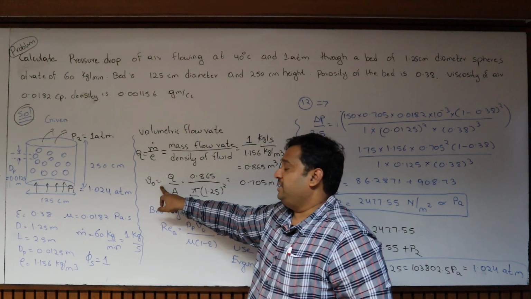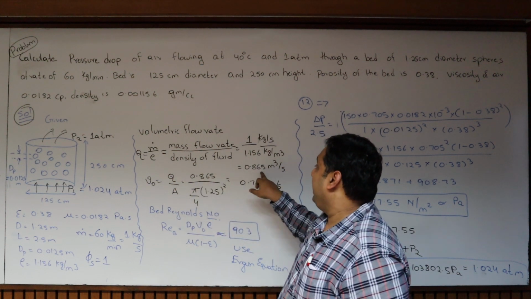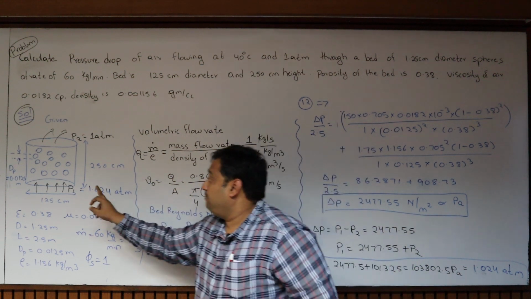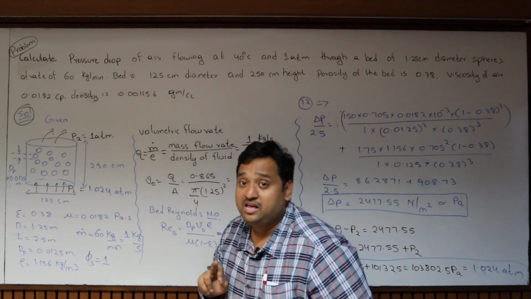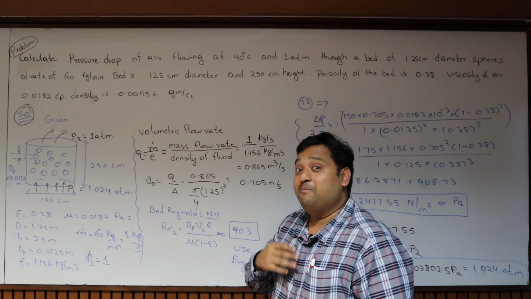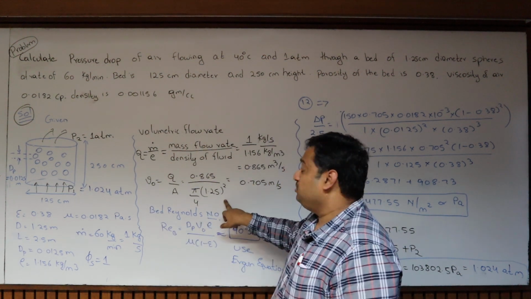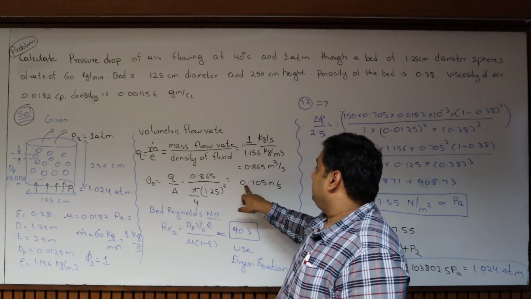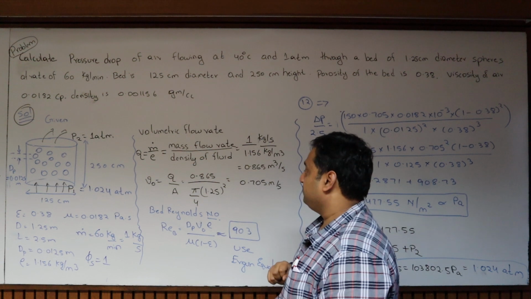So velocity is nothing but flow rate divided by area. The flow rate I have calculated is 0.865, and the area is the entire area available for the flow. Then only can I get the empty tower velocity. I have to take all the area available for the flow. If I do that, I get the empty tower velocity as 0.705 meters per second.